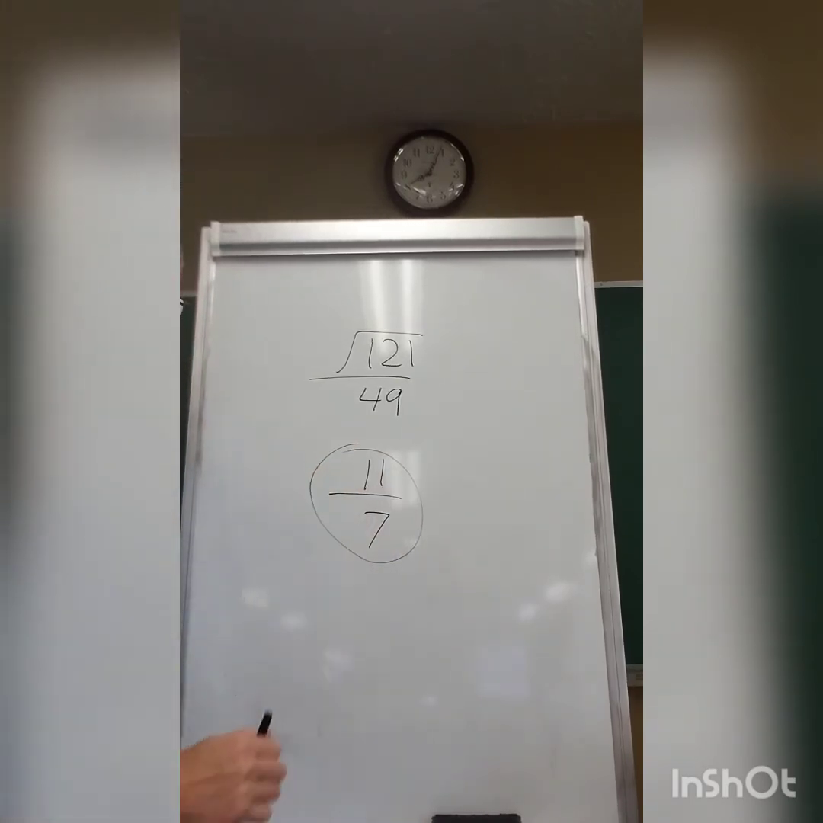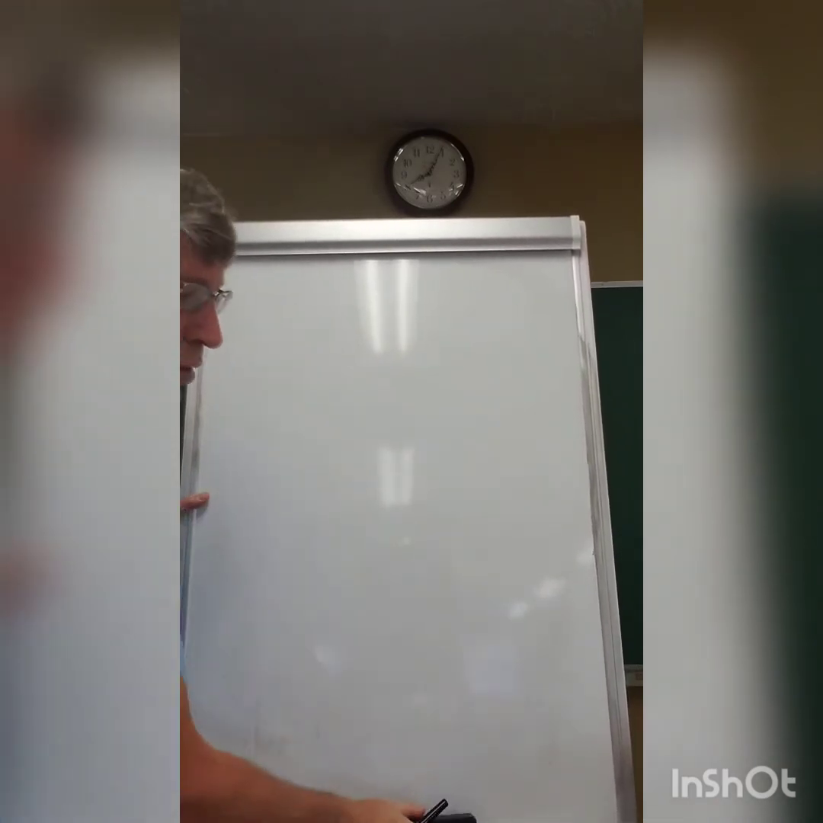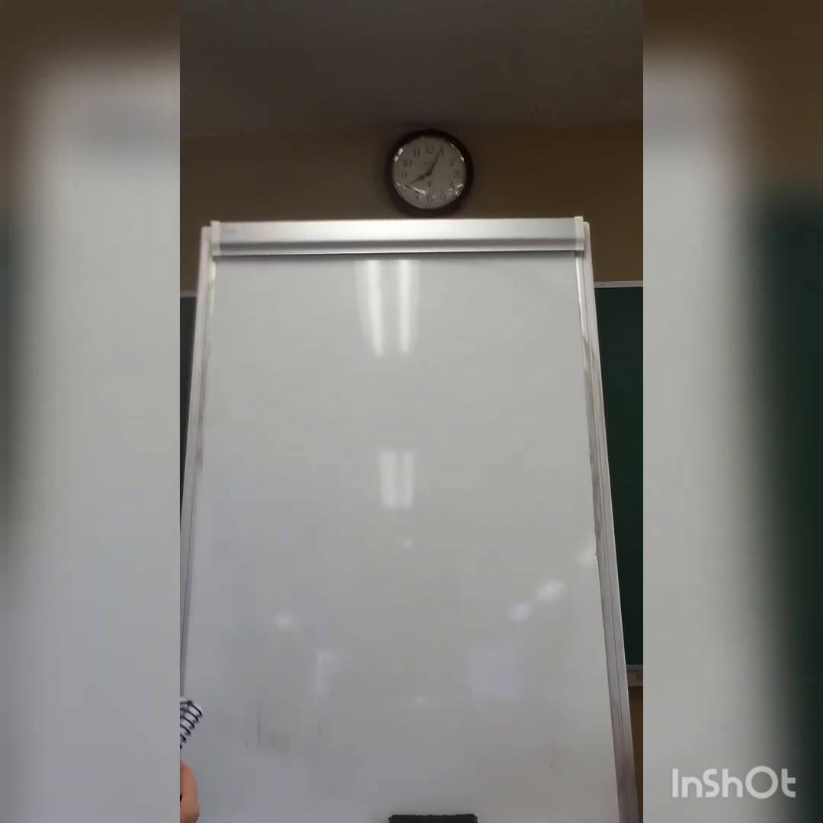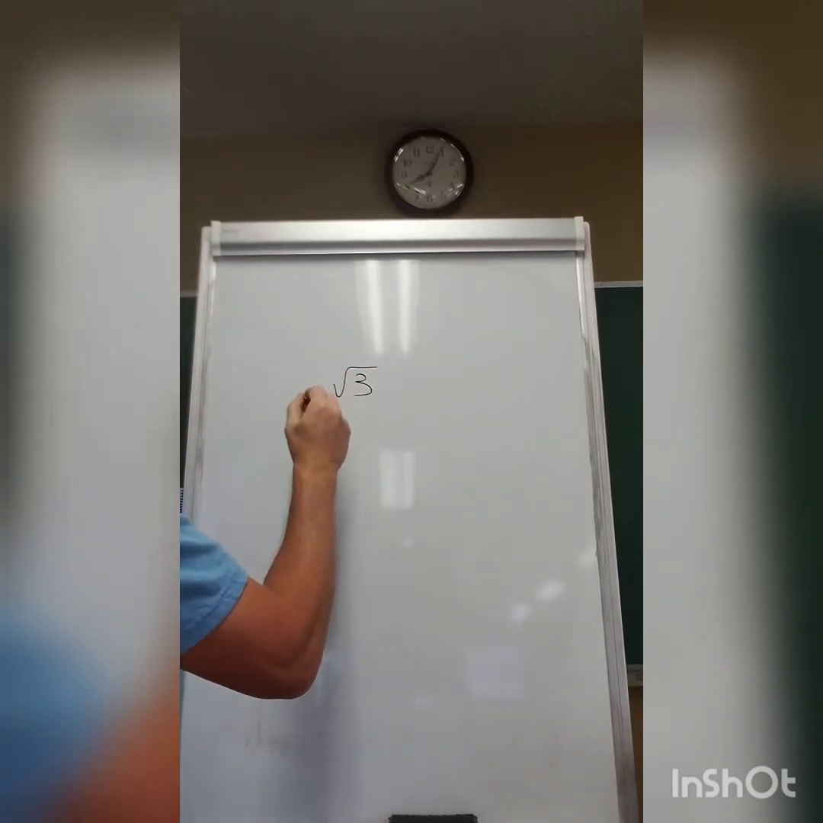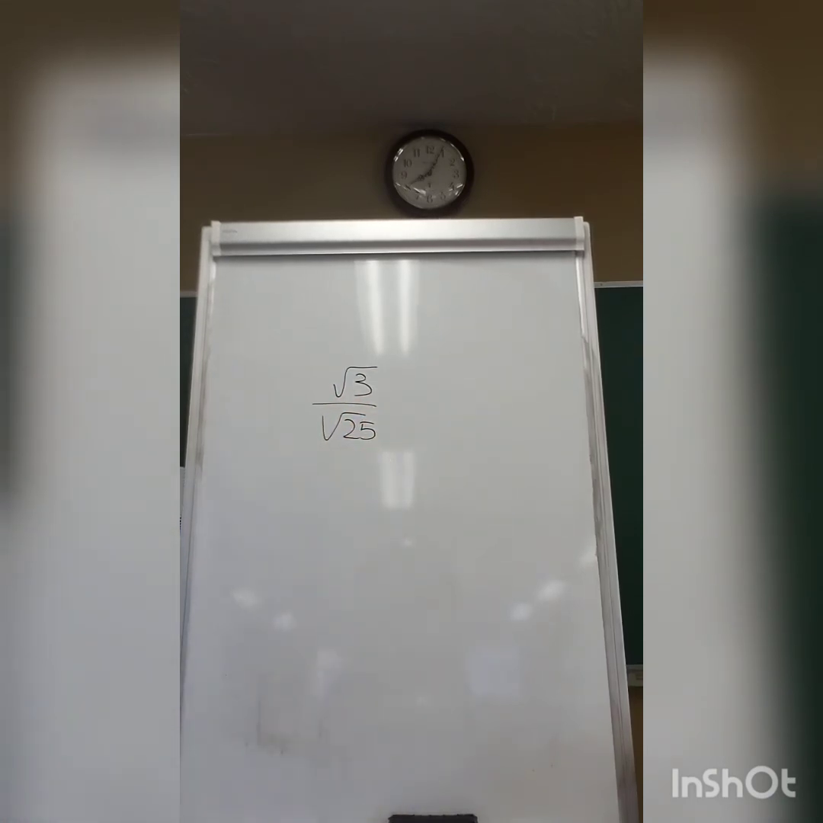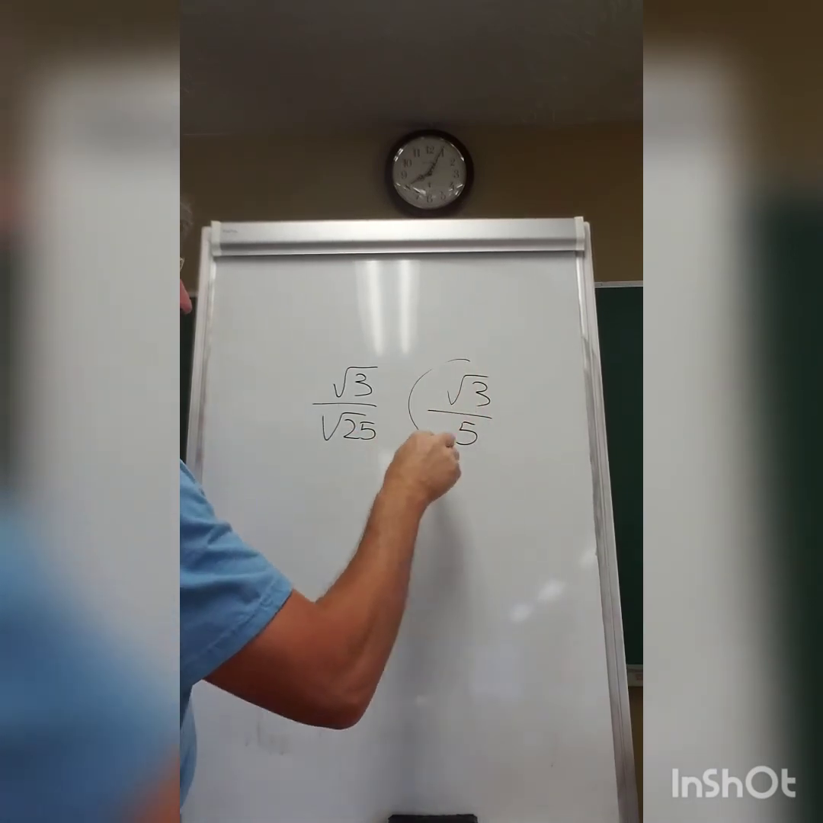And that's your final answer. Okay, number 2. You would have square root of 3 over square root of 25. You can't do anything with the top, so you leave it, but the bottom you can, so that's your final answer.